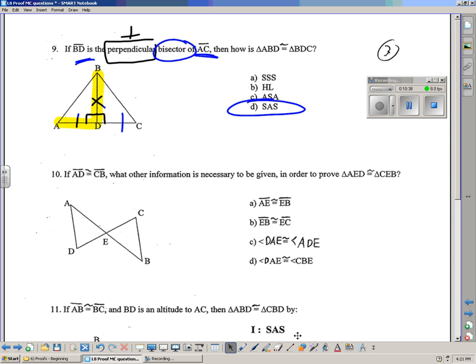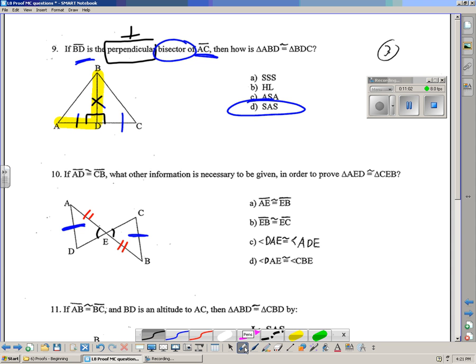Number 10 says, if AD is congruent to CB, here we are, what other information is necessary to be given in order to prove the triangles are congruent? All right, so I'm going to go through these one by one. AE congruent to EB would give us this. And then for free, we can always keep the vertical angles involved.